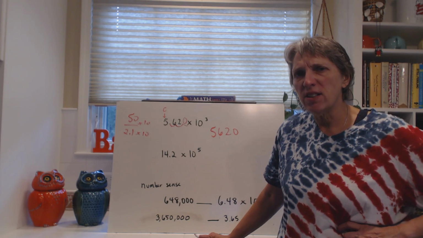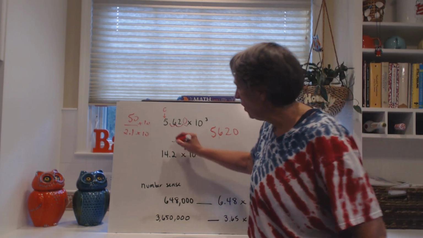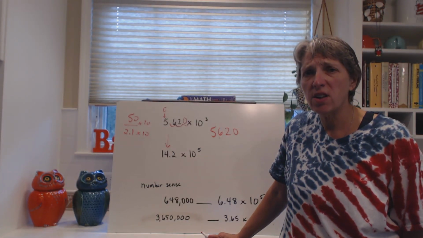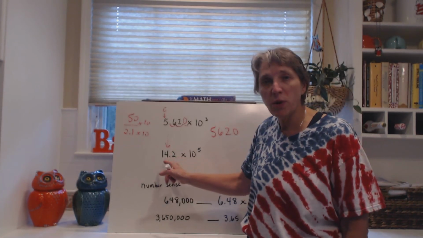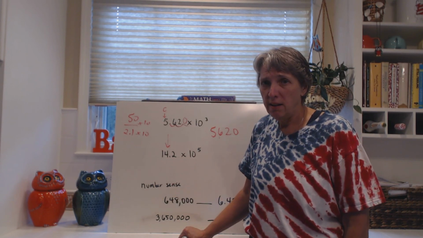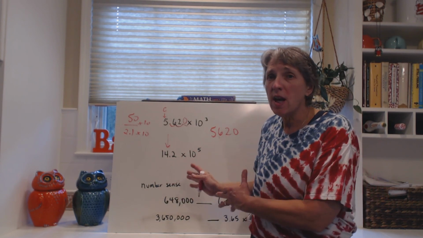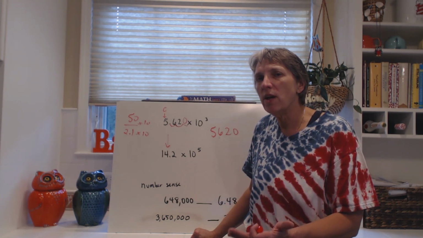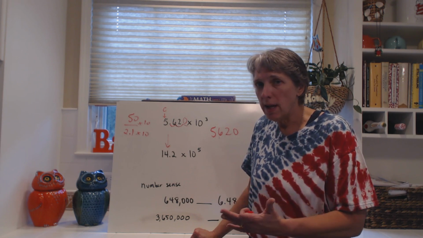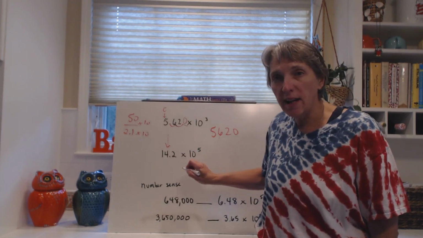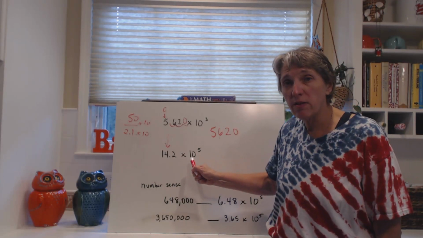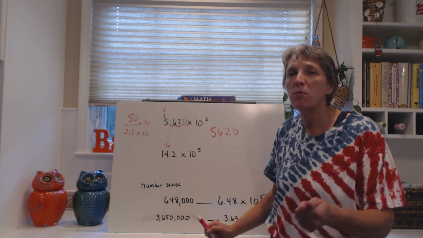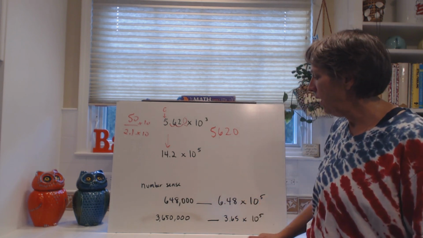Look at this one, 14.2. Is this in scientific notation? Look at this number. No, it's not in scientific notation, because C is not a number between what? 1 and 9. So this one's not in scientific notation. We'll talk about how to put that in scientific notation soon, not today. It's got times 10 to the 5th, but it's not in scientific notation because the 14 is not a number between 1 and 9. Okay.